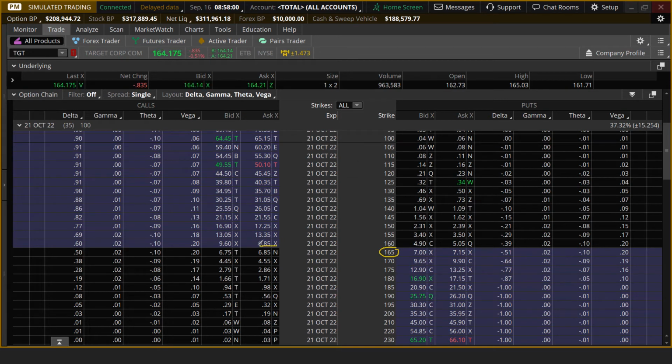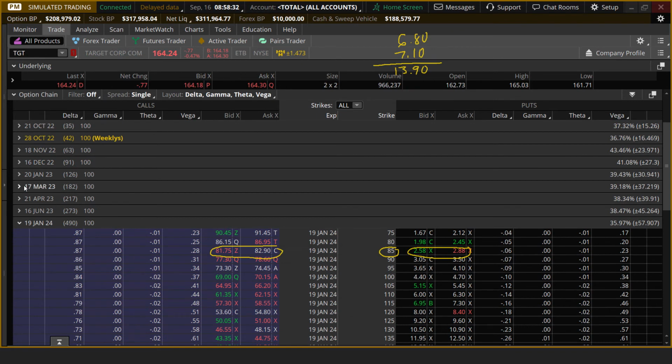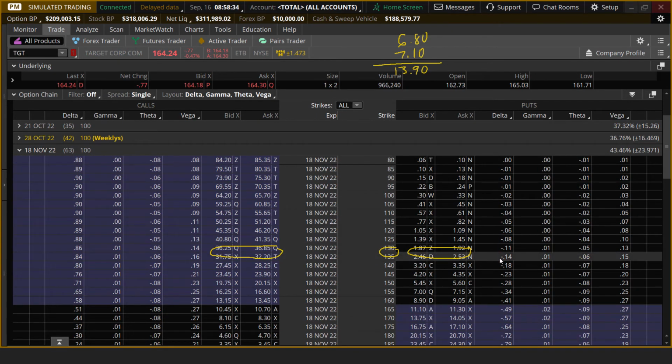I'm simply taking the mid value of the call and the put and adding them together. 6.80 plus 7.10. I'm just taking a number right in the middle and adding those together. And that right there is your one standard deviation value between now and October expiration. It's 13.90.